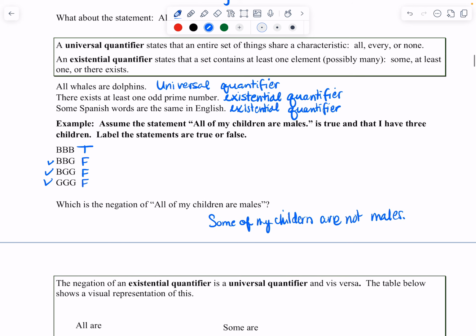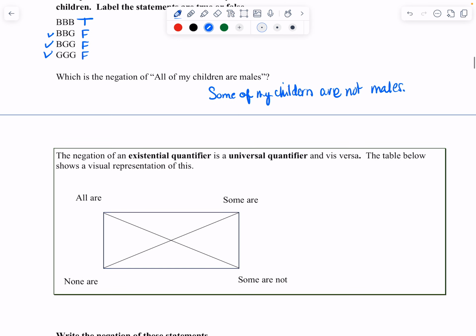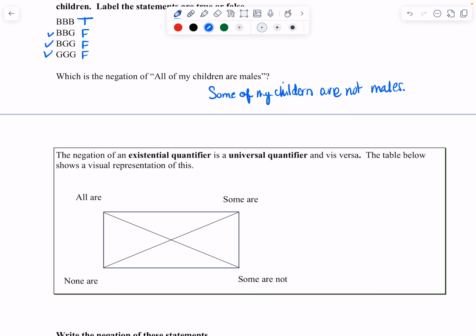Okay? So the negation of an existential quantifier is a universal quantifier and vice versa. So if we look at this chart, the negation of all, which is a universal quantifier, is some are not. So if we look at this diagonal, that's what we're concerned about. The negation of none is some are. So negation of none, which is a universal quantifier, gives us an existential quantifier as some are. And vice versa. If we're going to negate some are, we're going to get none. If we're going to negate some are not, we're going to get all.